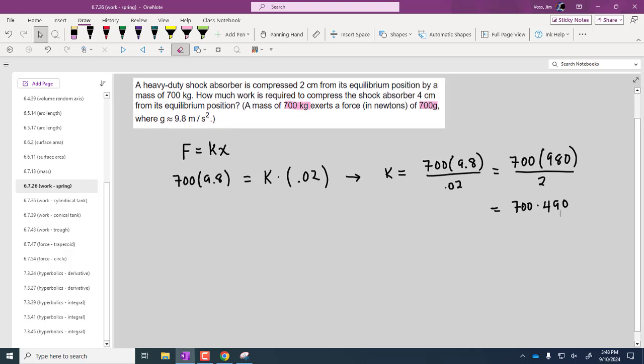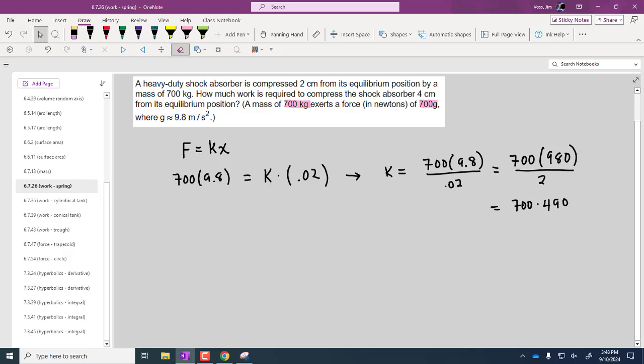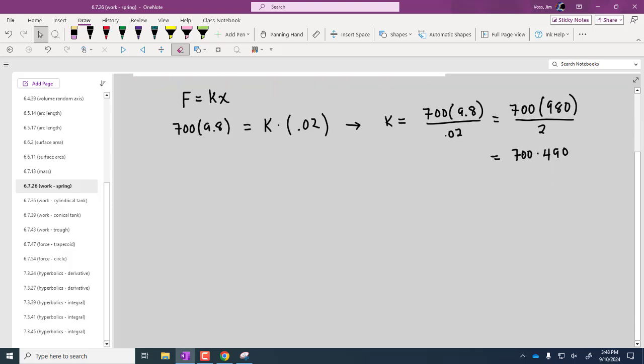Now the question was how much work is required to compress it 4 centimeters from equilibrium. So the work, we're going to go from equilibrium to 4 centimeters. So 4 centimeters, if we write that in terms of meters, 0.04. And then our spring constant, which at this point I'm just writing as 700 times 490, times x. So that is our integral. For a spring, F equals kx. Pretty amazing that it's linear. Makes it easy to integrate.